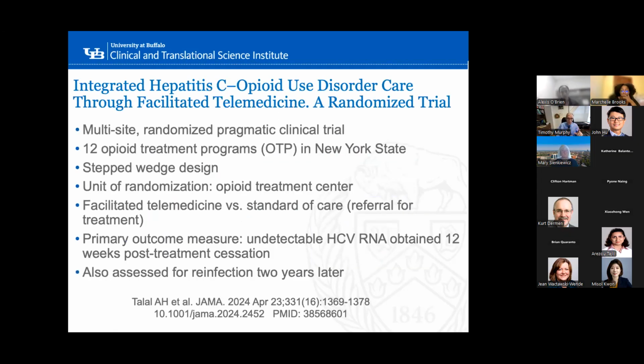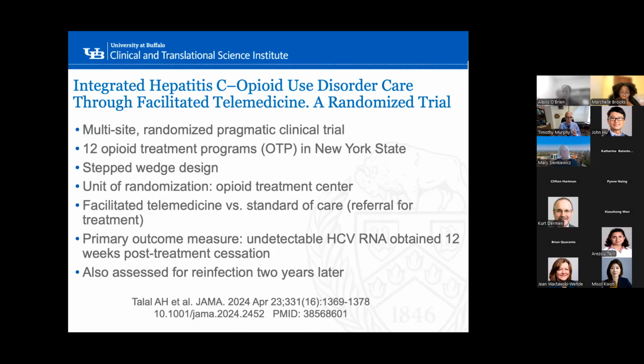I want to tell you about another one, and yep, we've got time. A hepatitis C study that was done by Dr. Andrew Talal. In fact, I already mentioned him once. It compares facilitated telemedicine to treat hepatitis C in people with opioid use disorder to standard of care, which is referring to an expert in hepatitis C, a clinician who treats hepatitis C. So it's a multi-site, randomized, so-called pragmatic trial. I'll tell you what that means in a minute.